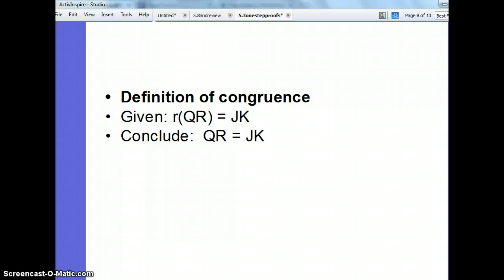Definition of congruence, if we have a reflection, we have to have an isometry. In this case, it's a reflection. So let me put the segment symbols on there. If the segment QR reflects to JK, then we can say that segment QR is congruent to segment JK. That's where we use the definition of congruence. We have to have the reflection.